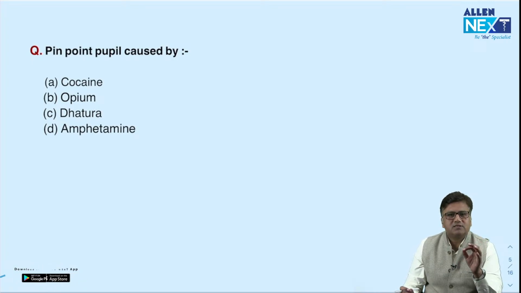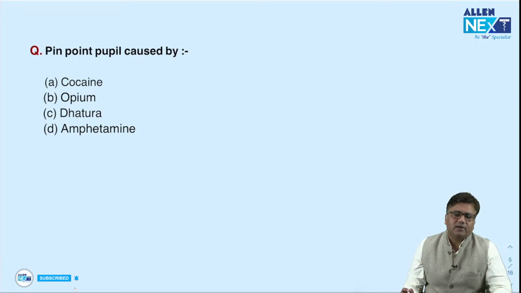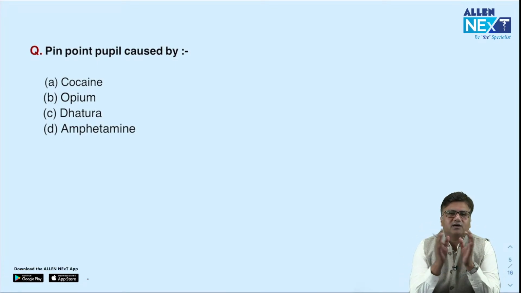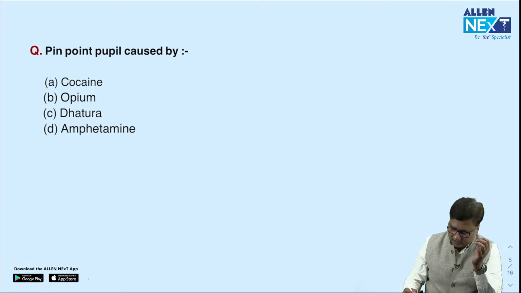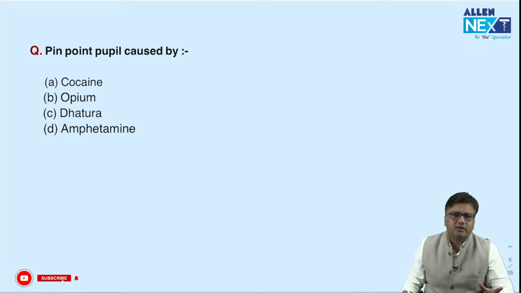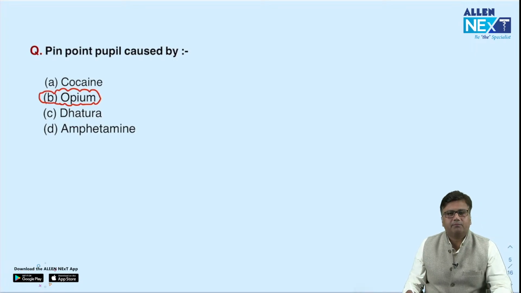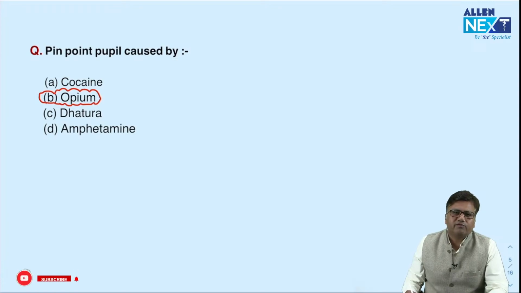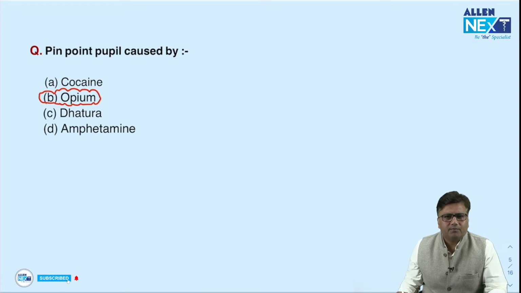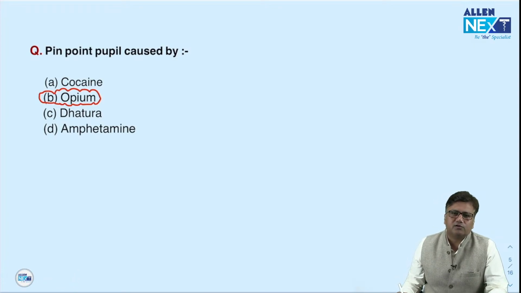Pinpoint pupils are caused by. Pinpoint pupil means हम एक ऐसी कंडीशन की बात कर रहे हैं जहाँ पर pupillary constriction होने वाली है, और pupillary constriction के लिए बहुत ही सिंपल example यहाँ दिया हुआ है, और the answer here is morphine, opium and organophosphate.